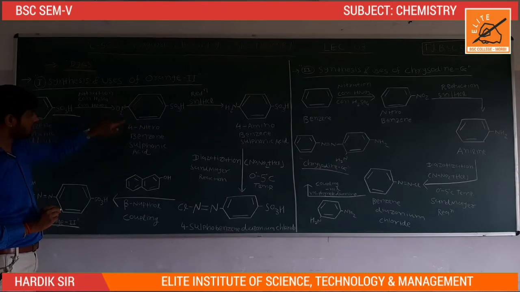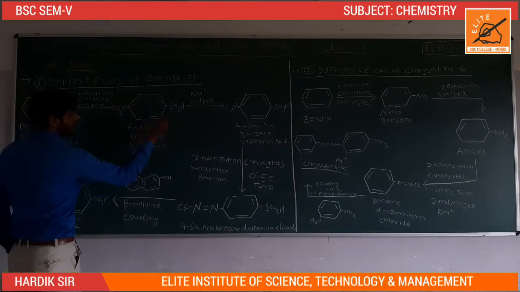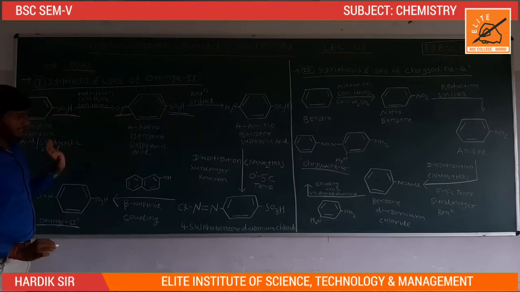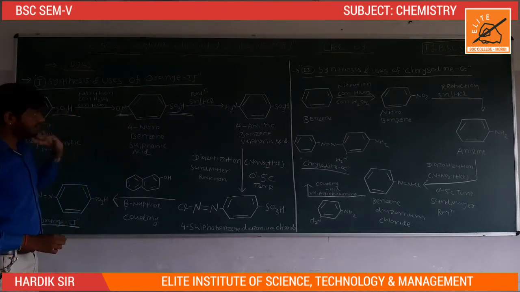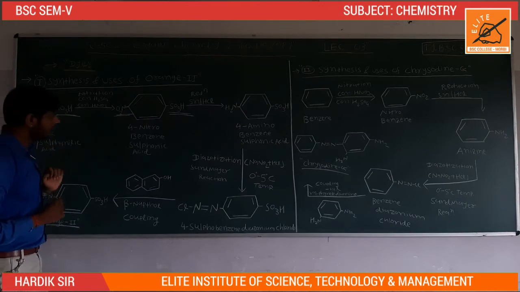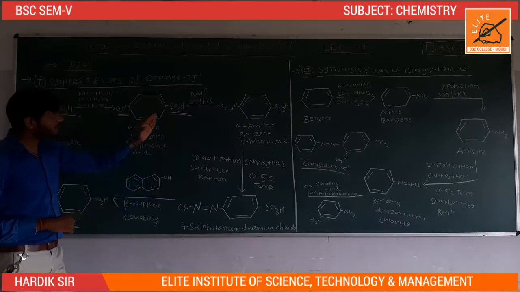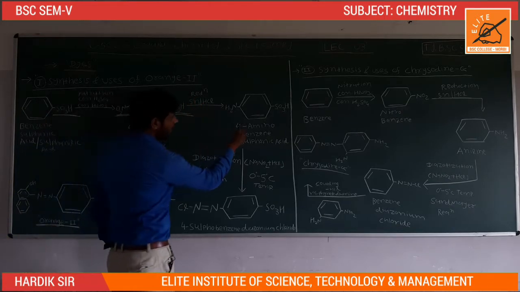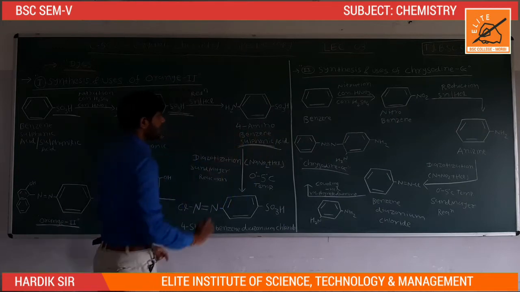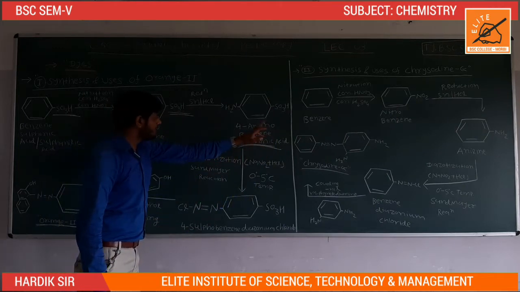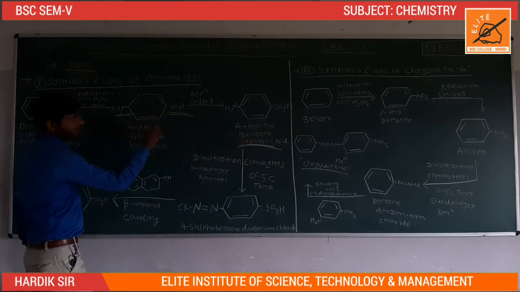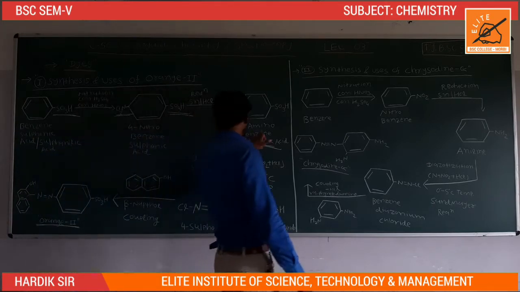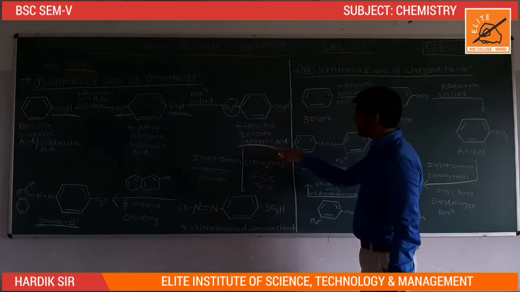This is the structure of 4-nitrobenzene sulfonic acid. It is our first intermediate product. Now we have reduction with stannous and HCl, hydrochloric acid, to produce 4-amino benzene sulfonic acid. The nitro group is converted to the amino group and it is called 4-amino benzene sulfonic acid.